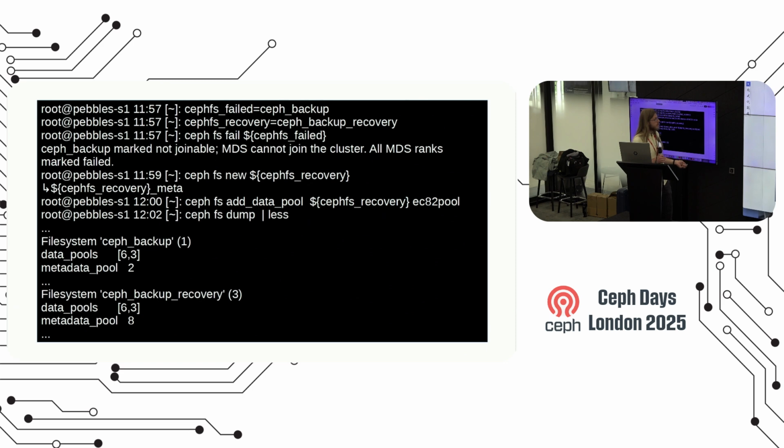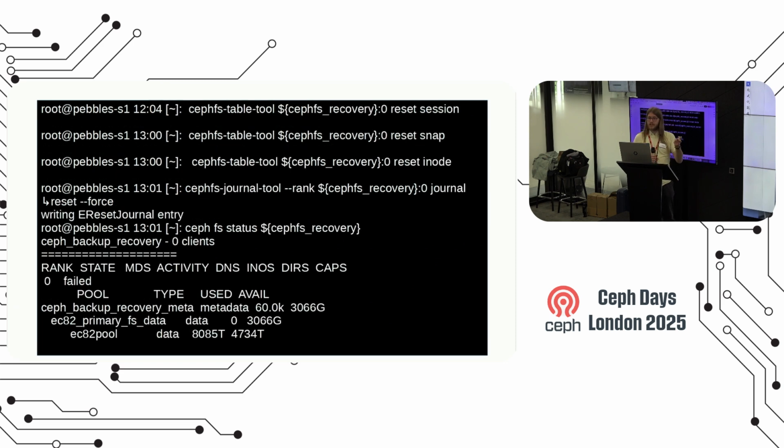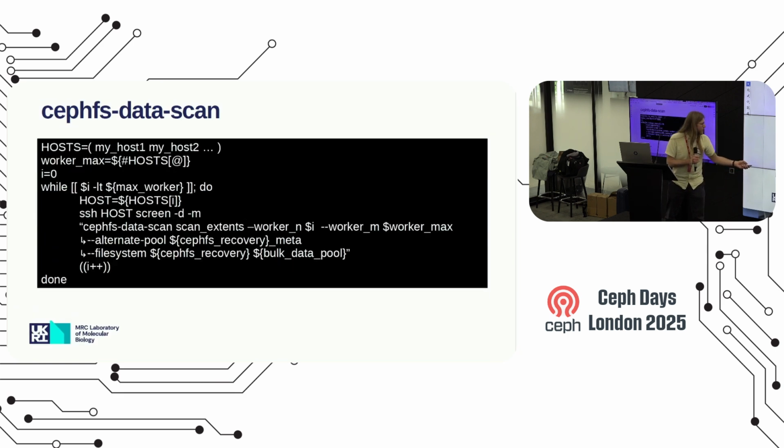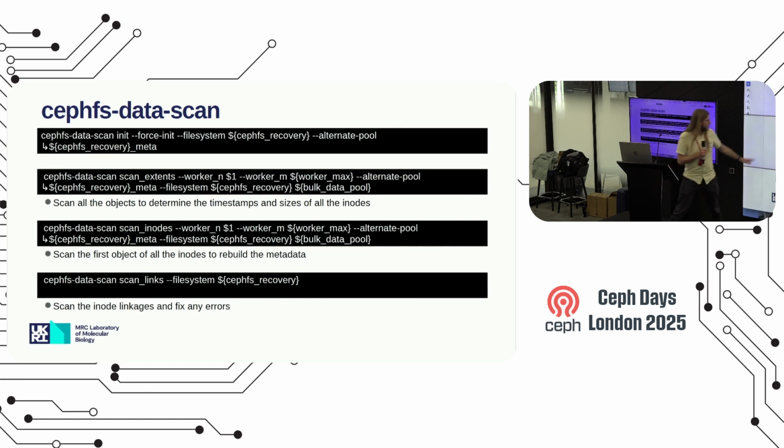Okay, following this, we need to actually start rebuilding the metadata itself, which we're going to rebuild from the bulk data pool using the metadata that's stored in effectively the header objects in that bulk pool. In order to do that, we're going to use the CephFS data scan tool, which has four key commands on it.